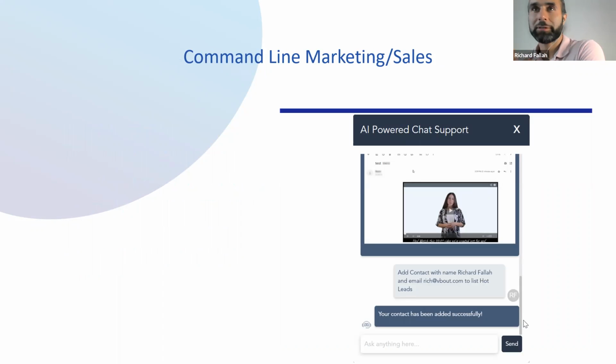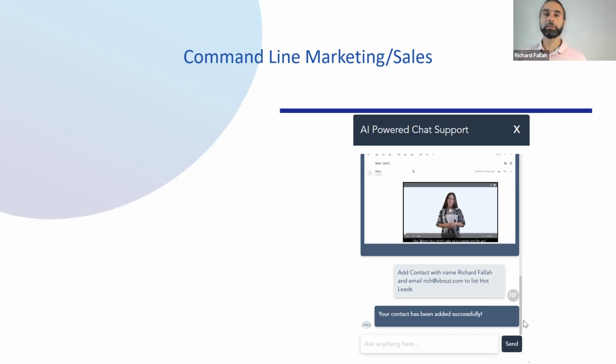Last point here, sorry, I missed this one, is command line marketing and sales. This is where you can type your marketing command instead of having to go through wizards and forms to create an email, whatever. You can say something like add contact name Richard, with email X to list hot leads. And the system will automatically take this person and add them to your database. So command line marketing and sales is going to be something big.